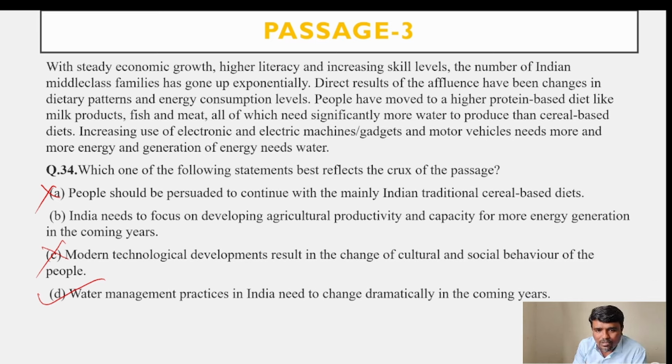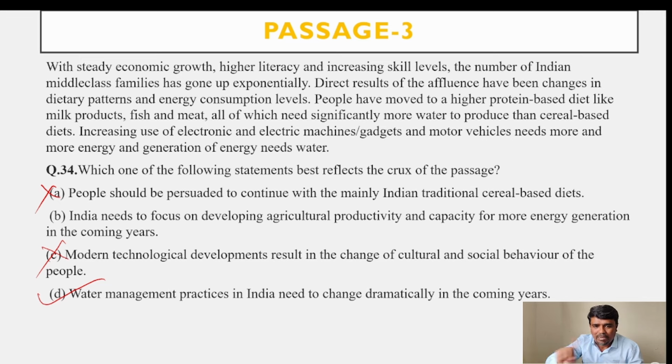The passage is talking about, see, he has given two examples. First of all, the main cause for this situation is that the middle class is getting increased. Once the middle class increases, two different changes will happen automatically. What is that? One is dietary pattern, which is more focused on high protein based food, again dependent on more water.